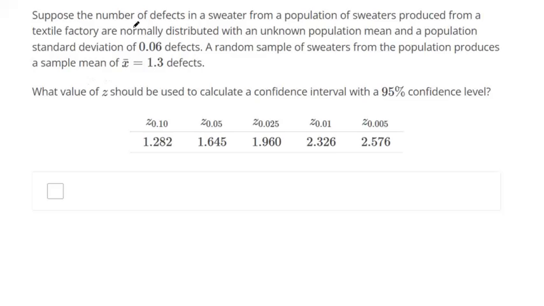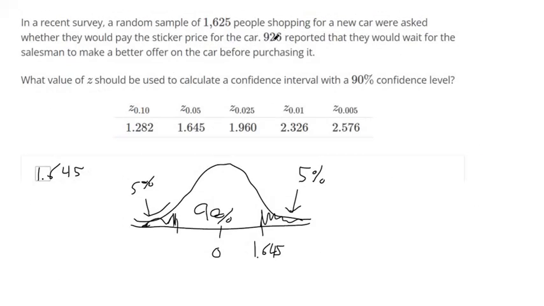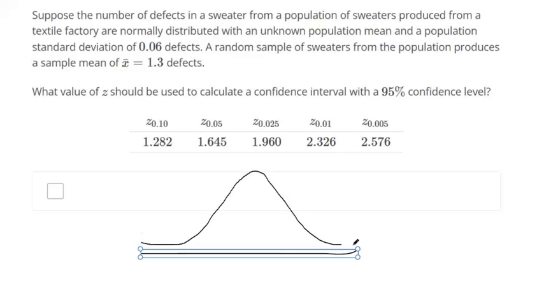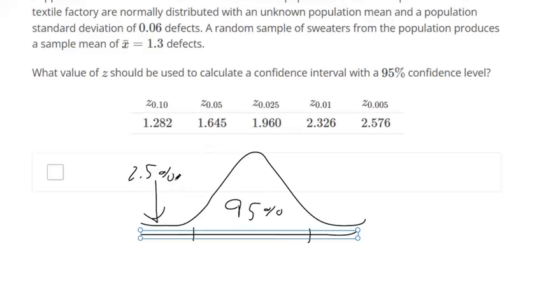And look, all this stuff actually didn't matter. In this problem, all this stuff up here didn't matter. They're just asking for what z-score should I have for a 95% confidence interval. Well, okay, if you want 95% confidence, that means you want 2.5% in the tails. In other words, as a decimal, it's 0.025. So this answer is 1.960.